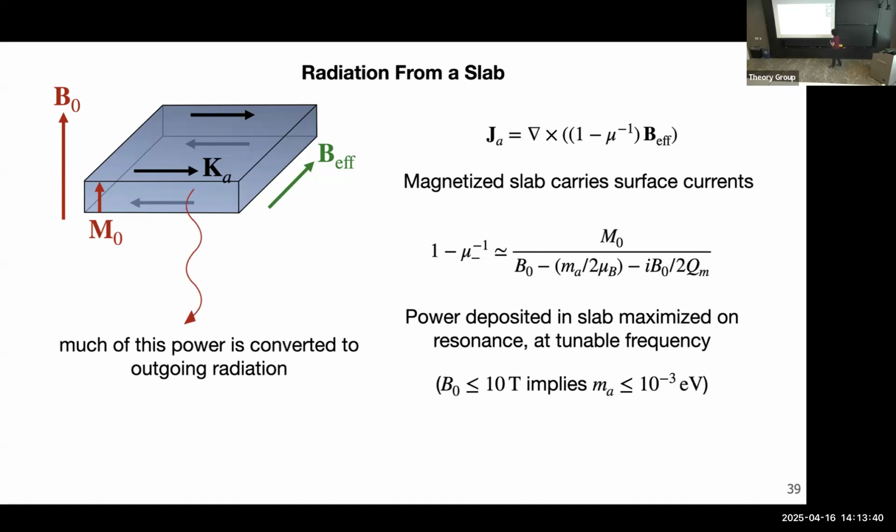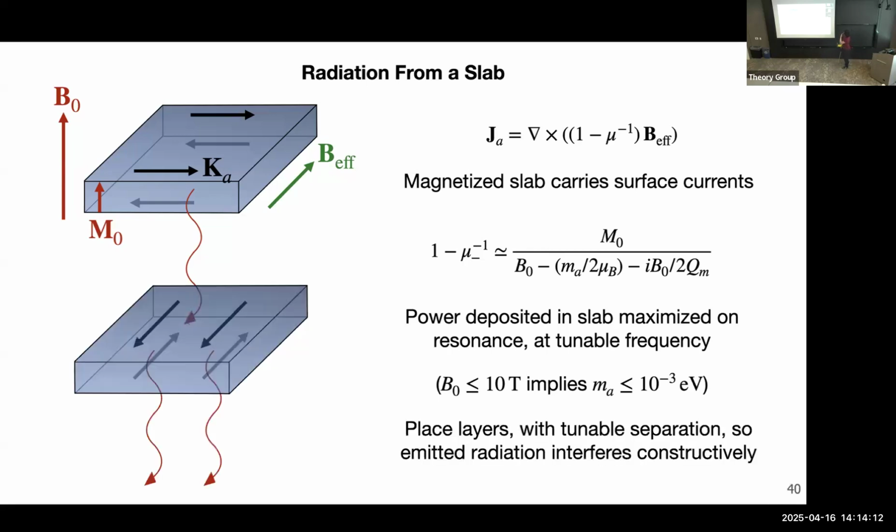Now, at the same time, this current will be driving electromagnetic fields outside the cavity. There will be plane waves coming out at either end of the cavity, on either end of the slab, which suck out most of this power. And so the amount of power deposited in the slab is maximized when you have resonance, which means that the axion mass matches 2 mu B times p naught. And this frequency is tunable because you can adjust how much external magnetic field it's in. So if you want to go all the way up to 10 Tesla, you can probe axion masses of 10 to the minus 3 eV. And if you go lower, you can probe lower masses.